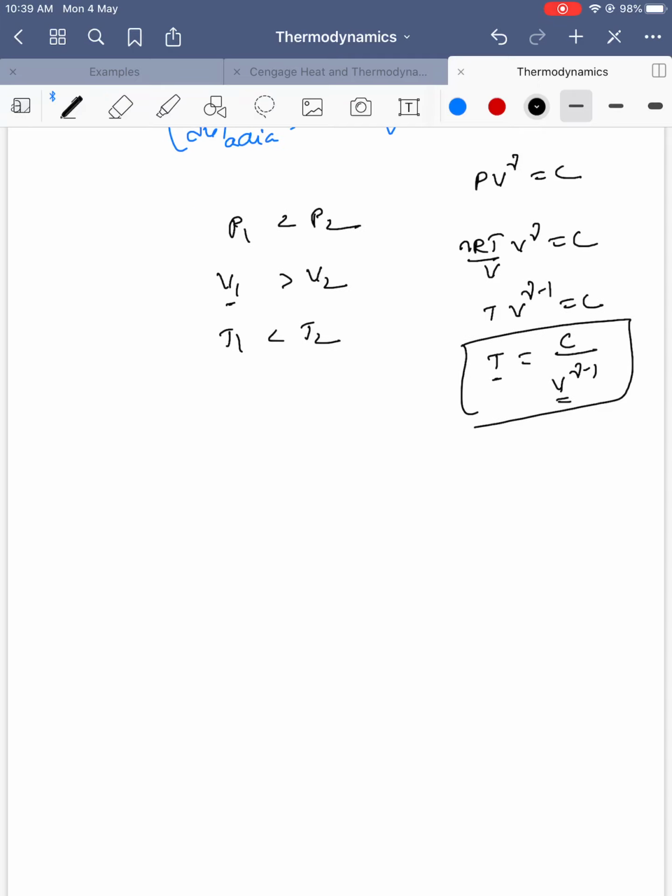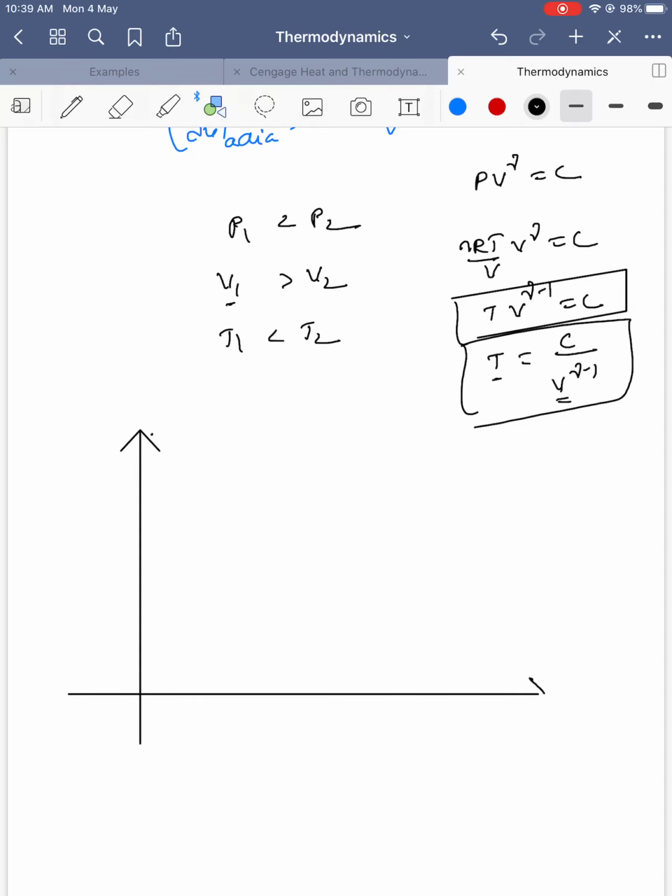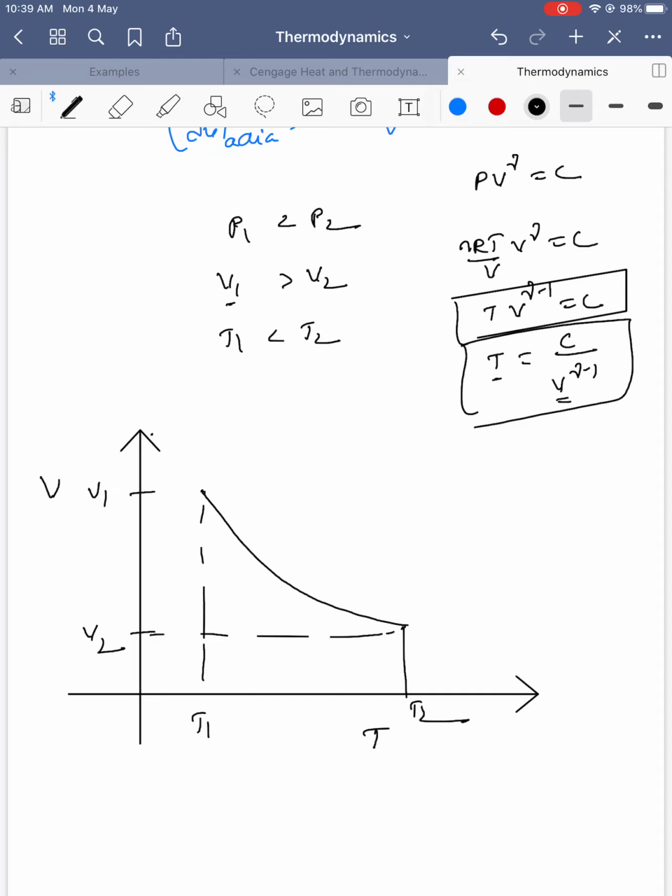If you draw the graph, let's draw it. I am considering this point. On the y-axis I am writing volume, and in the right direction I am considering temperature. Initially V1 is greater, and then V2. Here if V1 is greater, then T1 is less. So the graph will go down. So T1, and T2 is greater than T1.